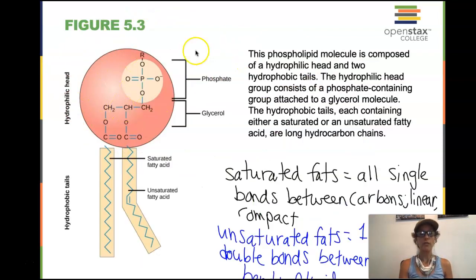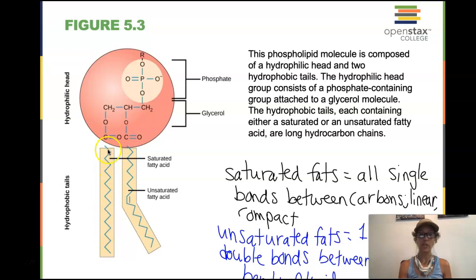We see our phospholipid again. With its phosphate head, there is the glycerol, the 3-carbon sugar. There is the phosphate. Phosphates tend to donate their protons when they are in solution. That's what makes them polar. And we've got 2 fatty acid tails.